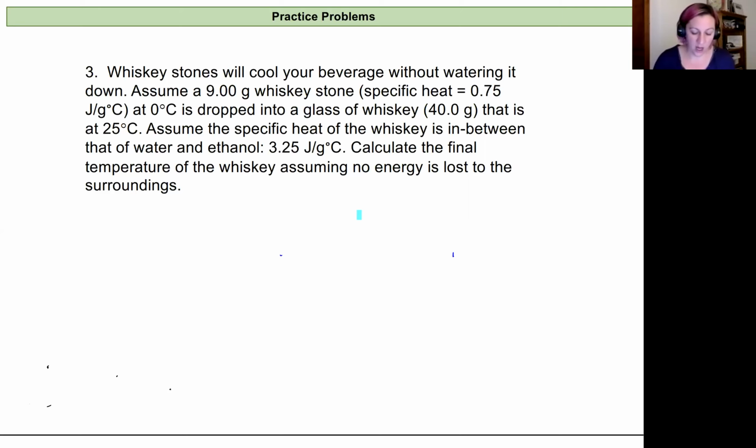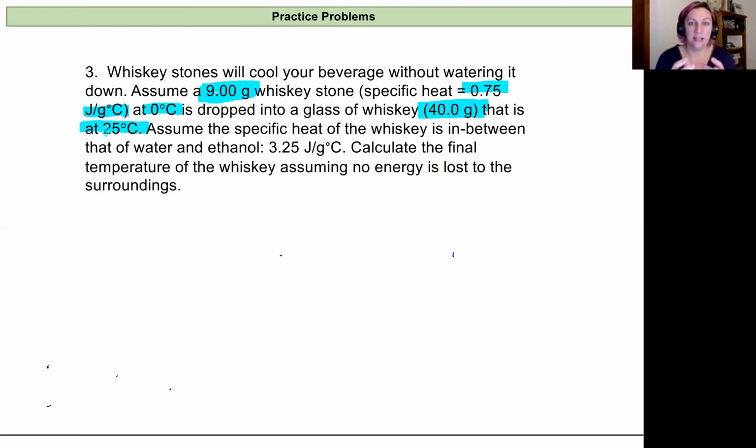In it, we've got whiskey stones that have a mass of 9 grams, and they have a specific heat of 0.75 joules per gram degrees Celsius, and they're at 0 degrees Celsius. So we have these cold whiskey stones that are dropped into a glass of whiskey. And that glass of whiskey is at room temperature. It's 40 grams, it's at 25 degrees Celsius.